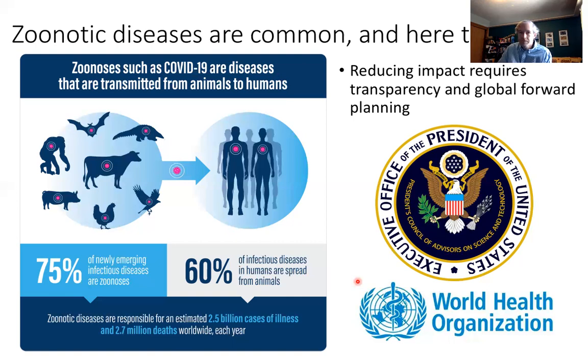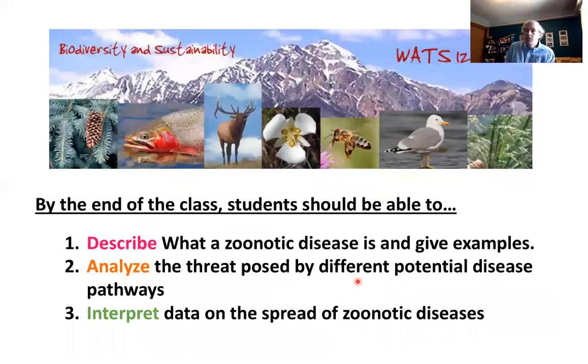Okay. So, as far as I want to get to in this class, you should now be able to describe what a zoonotic disease is and give examples, analyse the threat posed by different potential disease pathways, and interpret some data on the spread of zoonotic diseases. Okay, that's as far as I wanted to get to.